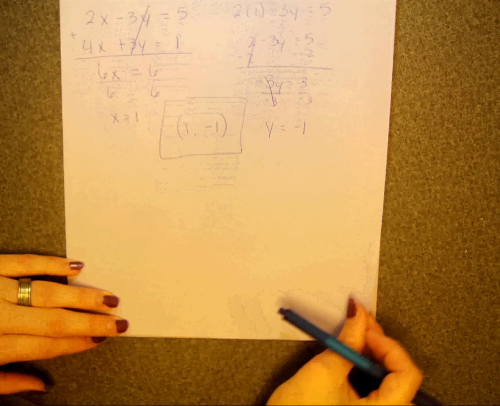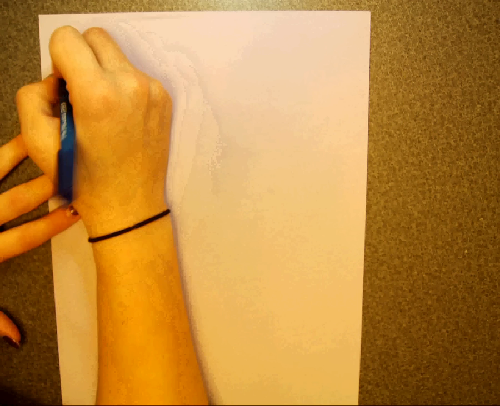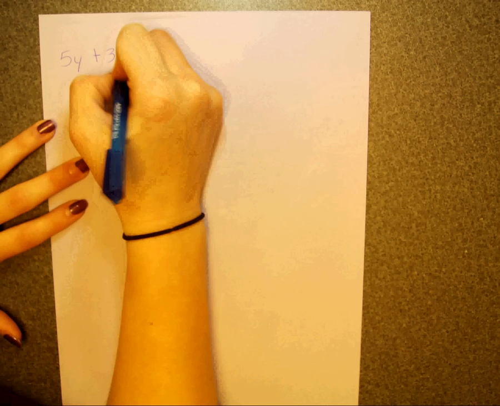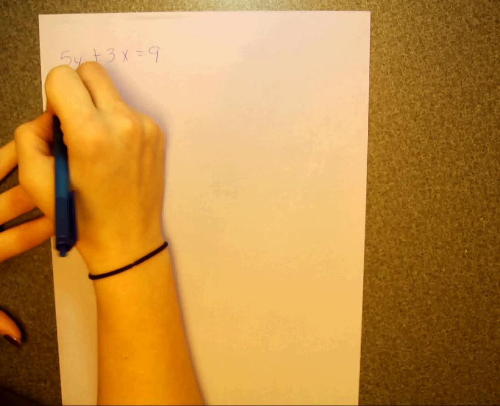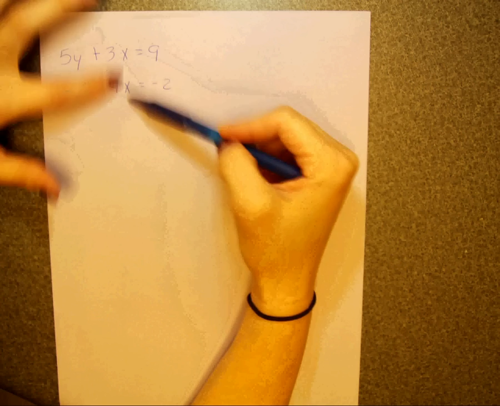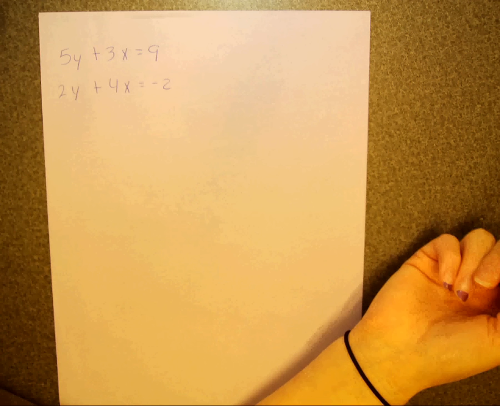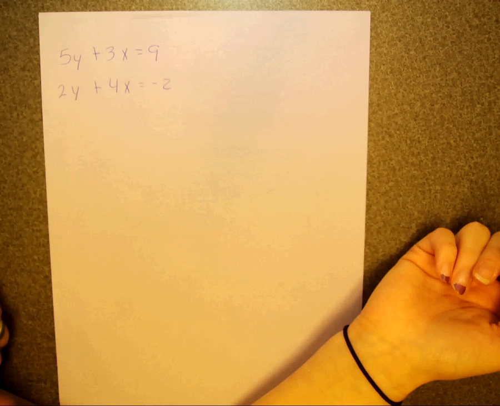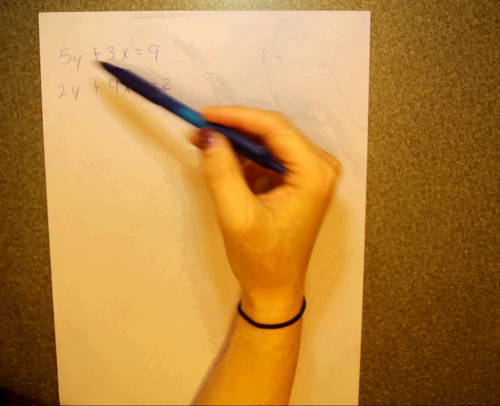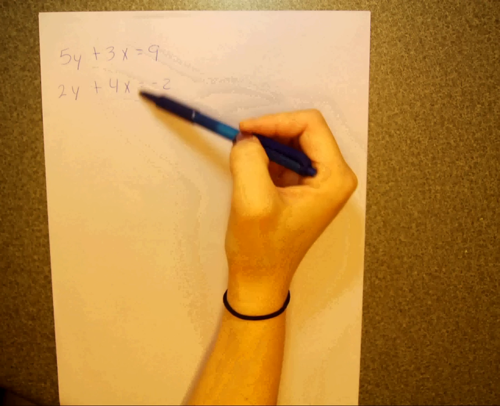So let's look at one that's not set up for elimination and how we go about forcing it to be that way. So let's say I have 5y plus 3x equals 9 and 2y plus 4x equals negative 2. Now, again, I have y's over y's, x's over x's, equal sign over equal sign, number over number. So it's lined up fine, but I don't have anything that's going to cancel out. So I need to force this to cancel out. It does not matter if I choose my y's or my x's to cancel out. I'm going to go with the x's because last time we canceled out the y's.